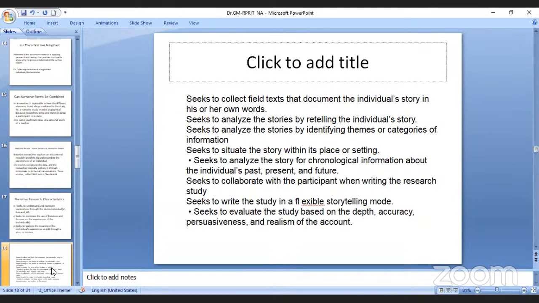Then it seeks to collaborate with the participant when writing the research study. It seeks to write the study in a flexible storytelling mode. It seeks to evaluate the study based on the depth, accuracy, persuasiveness, and realism of the account. So you have to look for the depth, accuracy, persuasiveness, and realism of the story.